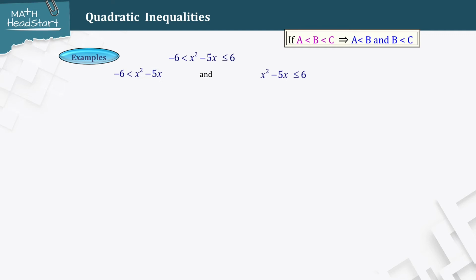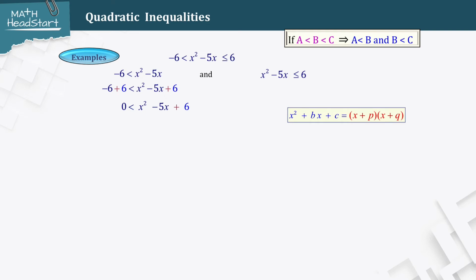Starting with the first one, we add 6 on both sides to get x squared minus 5x plus 6 is greater than 0. Let's factor the expression. We write two sets of brackets with x and try to find two numerical values p and q such that the product of those equals the constant c, and the sum of those should be the coefficient of x, b. In this case, the product pq is 6, and try to find p plus q equal to negative 5.